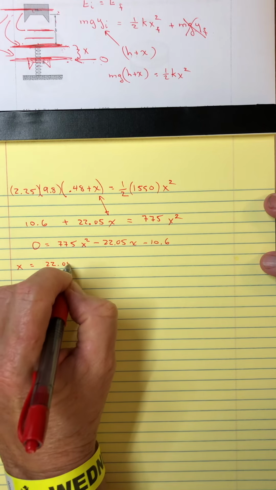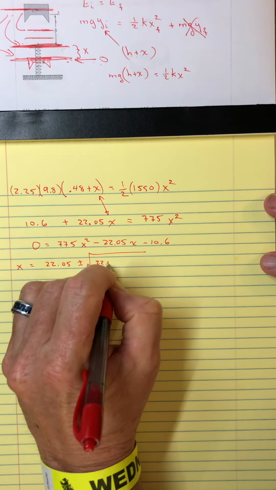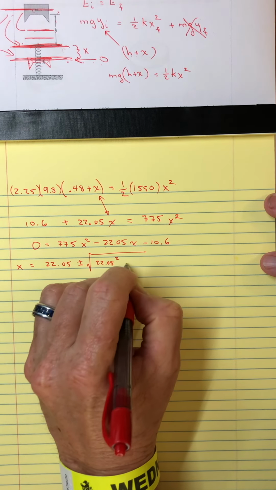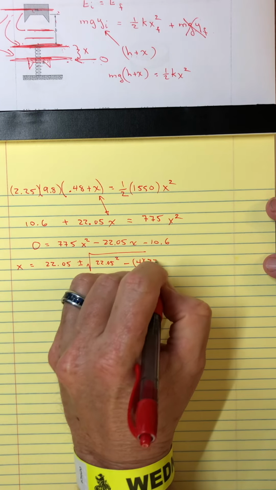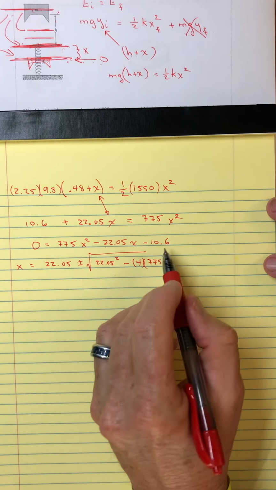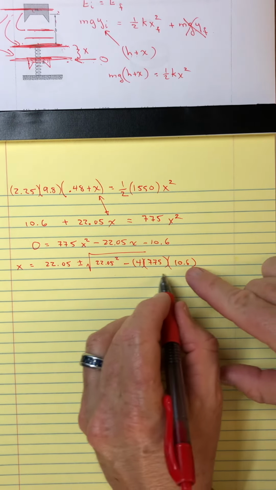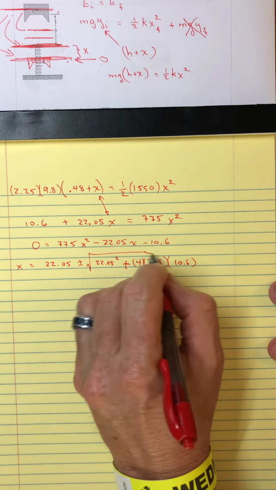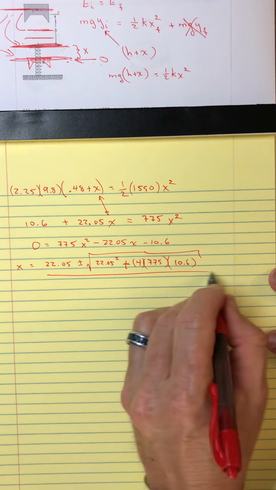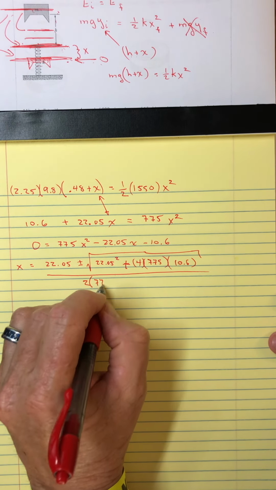So I'll move everything to the right-hand side and then say x equals, and so I'll take the opposite of b, plus or minus the square root of b squared, 22.05 squared, minus 4 times a, 7.75, times c, and that is a negative 10.6. And if it'll be okay with you, I'll just merge the negative with the first negative, so it becomes a positive. And then all over 2a.